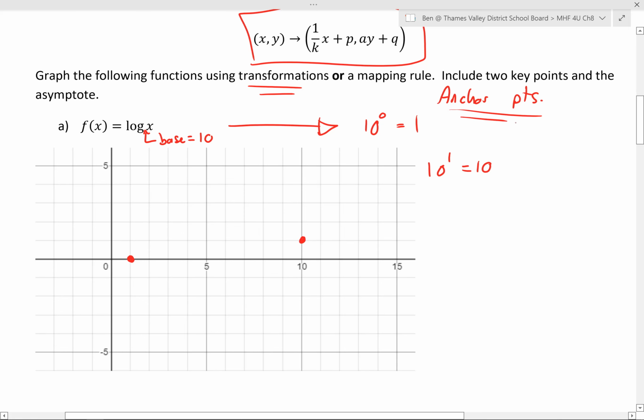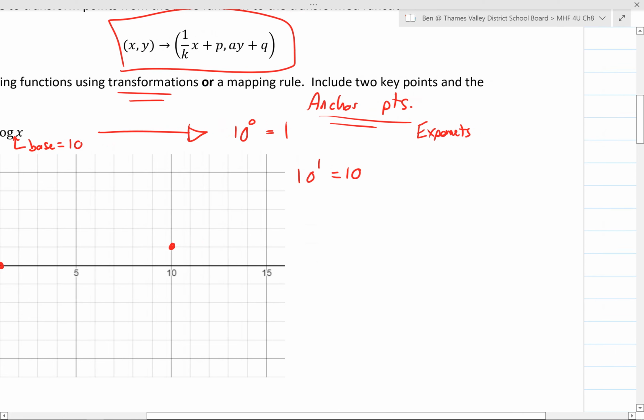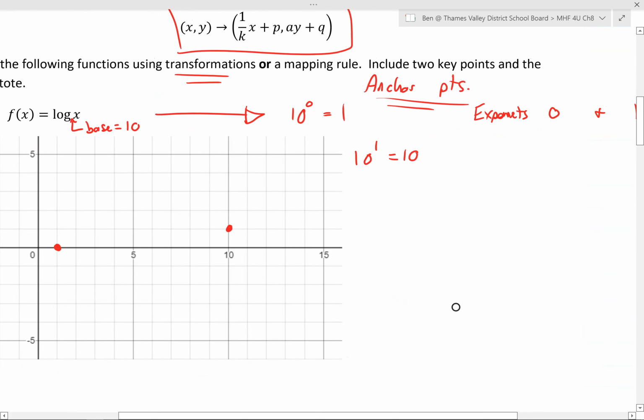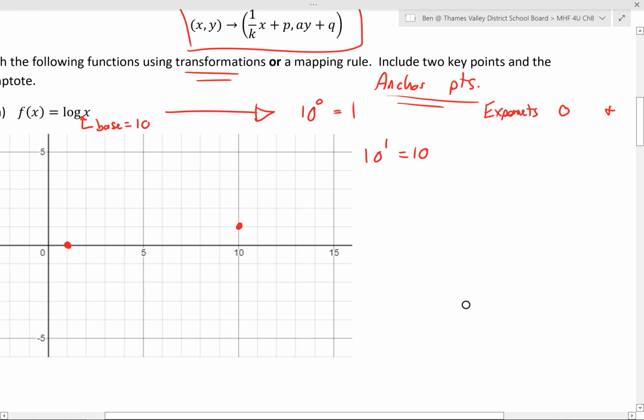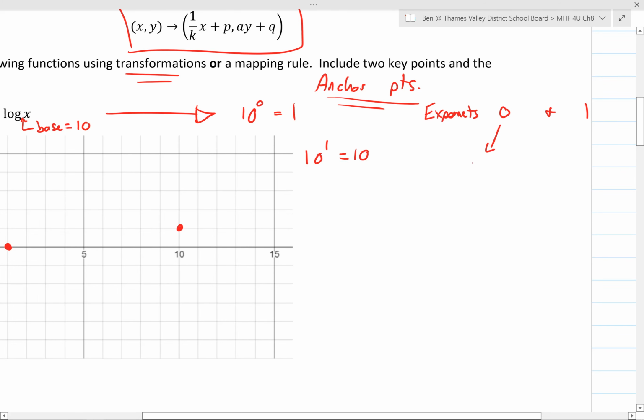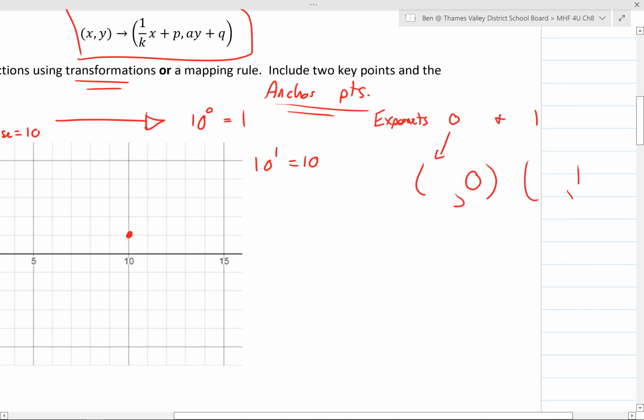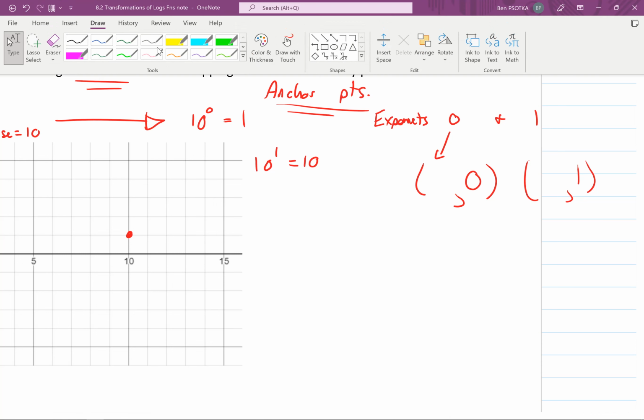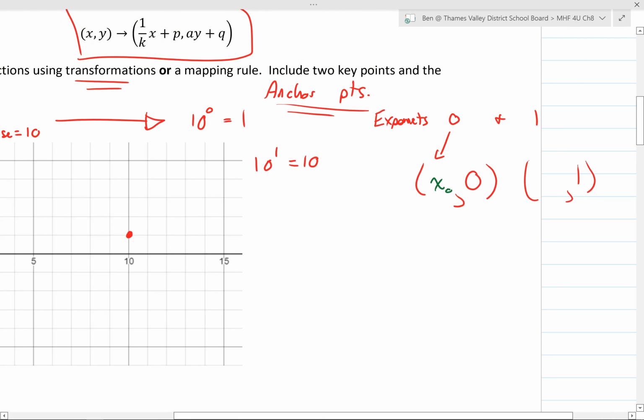Okay, no matter which base we're working with, if we consider the exponents 0 and 1, then we can very quickly find two points that we can work with to graph our function. Okay, so again, anchor points at 0 and 1, and that is we're working to find where y equals 0, and we're working to find where y equals 1. Okay, so there are unknown x values there that we're filling in the blanks for. We'll call them x0 and x1.